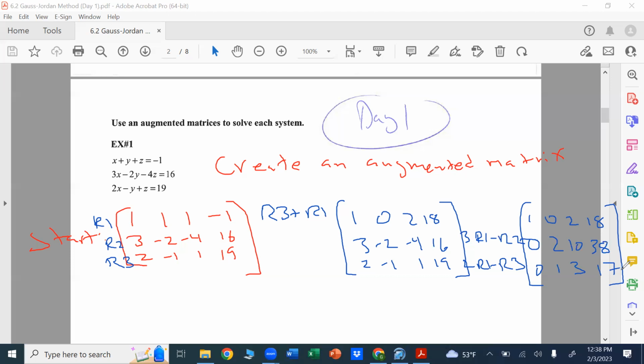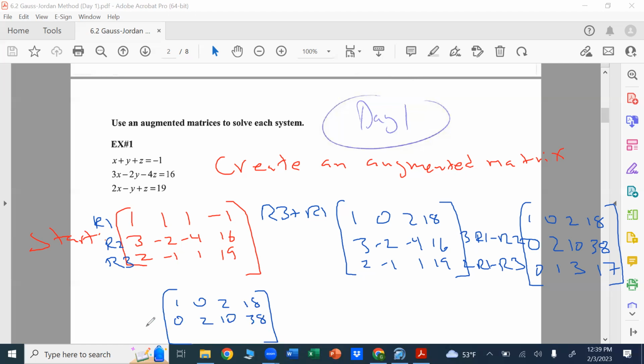Next up, I could do this. I'm going to keep the top row as is. And let's get rid of the 1 in the bottom row. So I'm going to keep the second row as is also: 0, 2. Actually, while I'm at it, no, I'll just keep it as is for now: 0, 2, 10, 38.